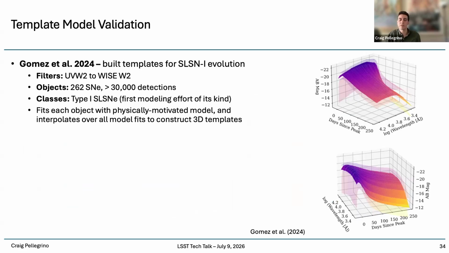However, their modeling methodology differs from ours a bit. So they fit each of the objects in their sample with these physically motivated powering mechanism models. I believe it was radioactive decay plus a magnetar spin down model. And then they interpolated between those fits for each object and each filter to produce those final 3D templates that are shown here on the right. So the templates themselves are still data driven, but they rely more on physical assumptions and modeling than the work that we do for GoPro.